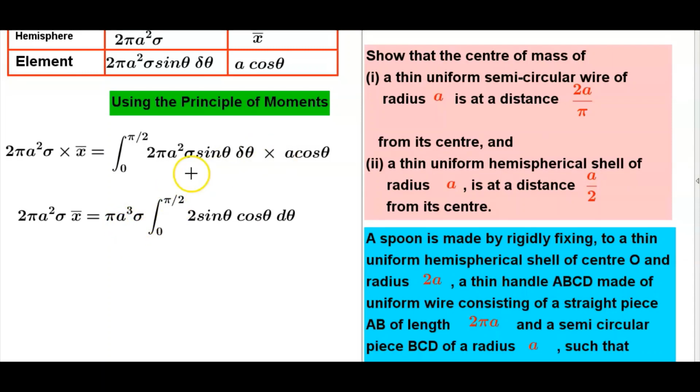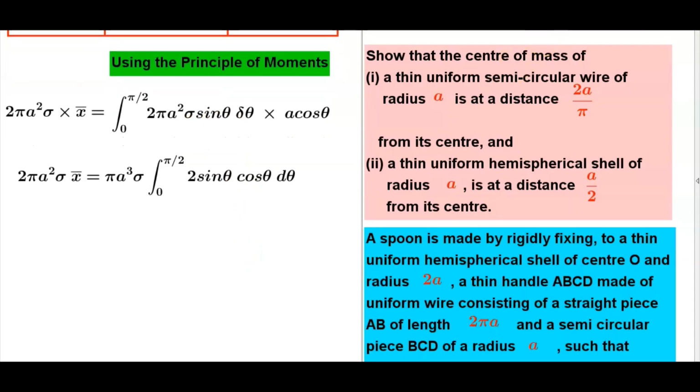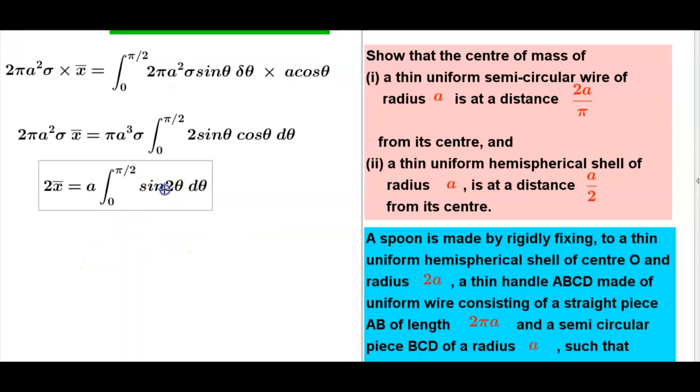the integral from 0 to pi by 2 of 2 sin theta cos theta d theta. Some other terms cancel, and we get a into the integration from 0 to pi by 2 of sin 2 theta, using the double angle identity. When we integrate sin 2 theta, that is minus half cos 2 theta. Therefore minus a by 2 cos 2 theta, limit 0 to pi by 2.